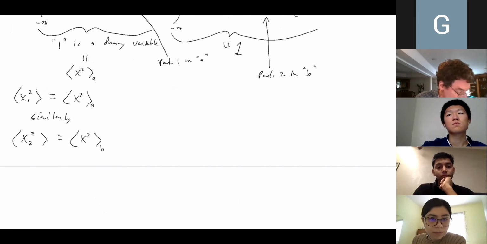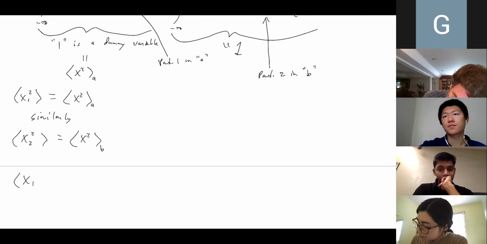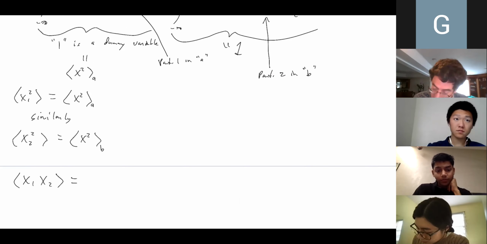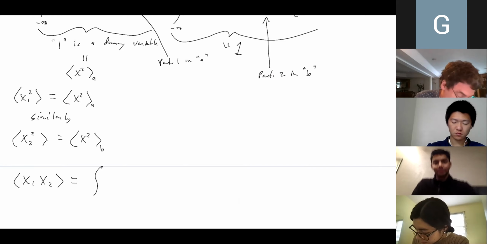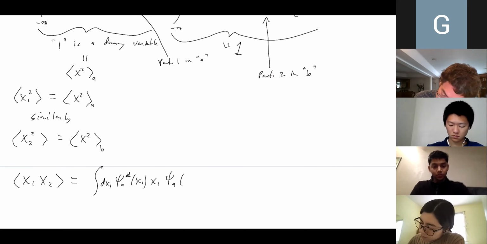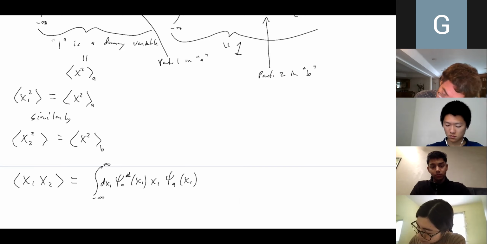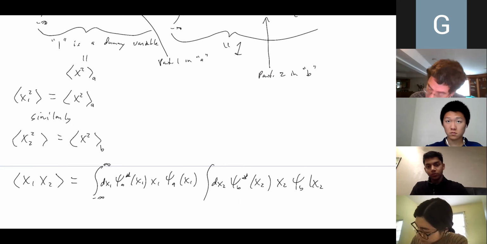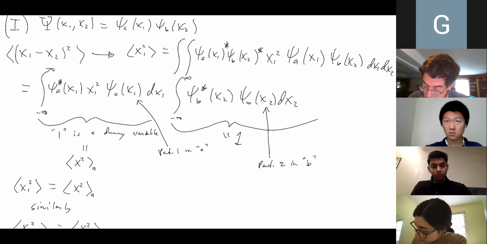Okay, and then the next part is to calculate the expectation value of the product x1 x2. And so now we've got to do that. It's ever so slightly tedious, but if we calculate it, you can see that you get an integral over the position of particle 1, psi a star of x1, x1, psi a of x1. And that gets multiplied by an integral over particle 2, psi b star of x2, x2, psi b of x2. So I skipped a step, but I just want you to see how I'm doing the usual thing.